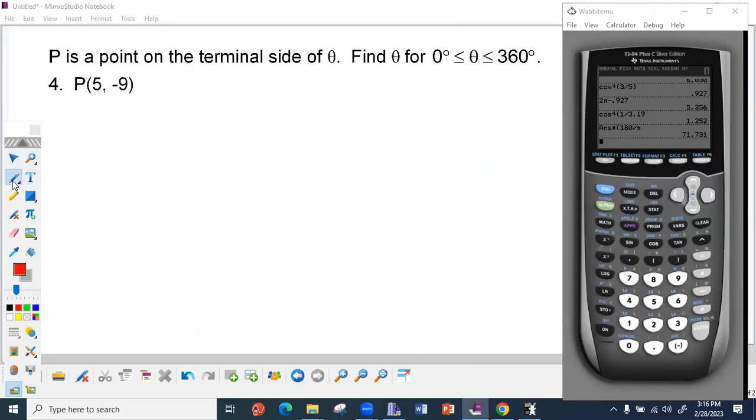All right, here we go. Last one. Now, if I'm given points, I'm given my X and my Y, right? Which one of my trig identities can I use with X and Y? Tan. I can use tan. Why? What does tan equal? Tan theta equals Y over X.